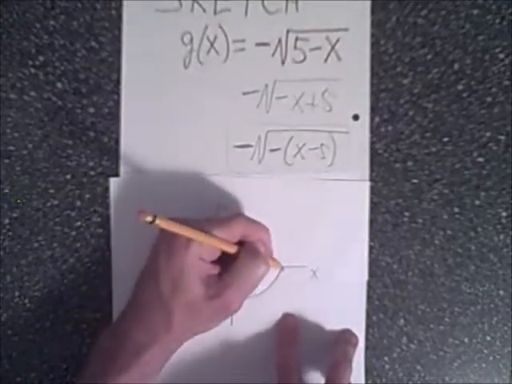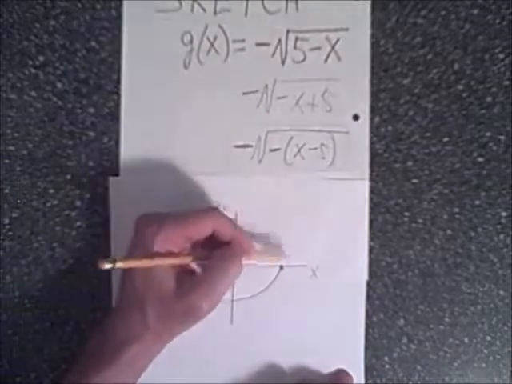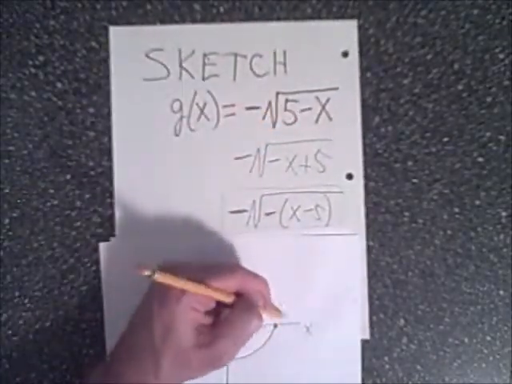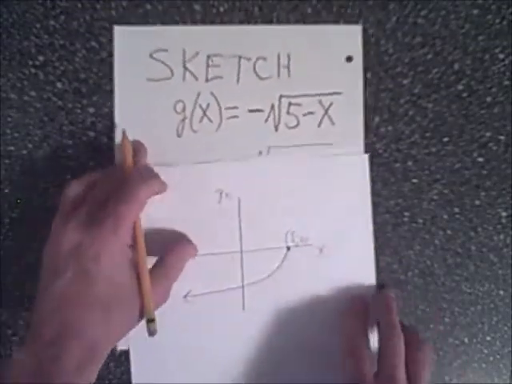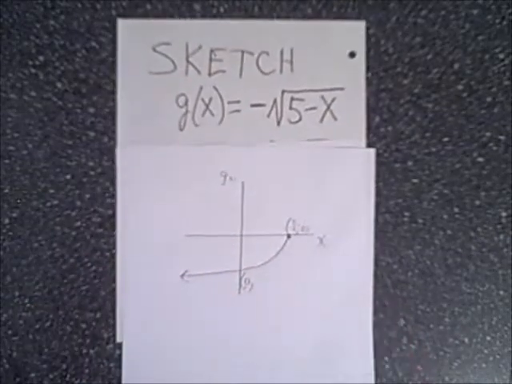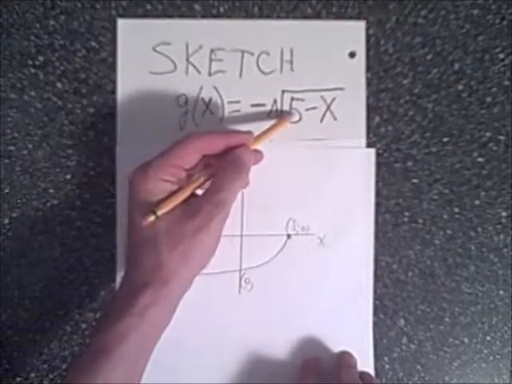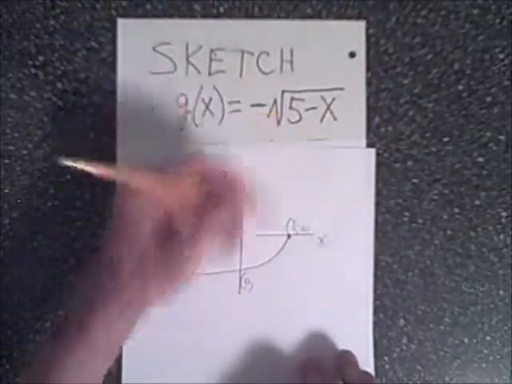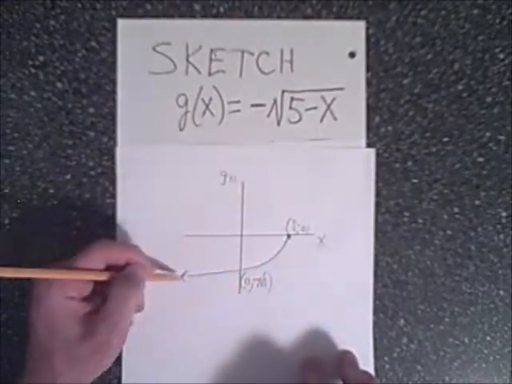Okay, and now let's identify these points. This is 5, 0. That's quite obvious, right? And we'll go back to the original. Okay, 5 minus 5 is 0. So this is 5, 0. Okay, this right here, this value is 0 something. All right, and 5 minus 0 is square root of 5, which is a little over 2, but it's negative. So this is negative square root of 5. So we are going in the right direction, going down.